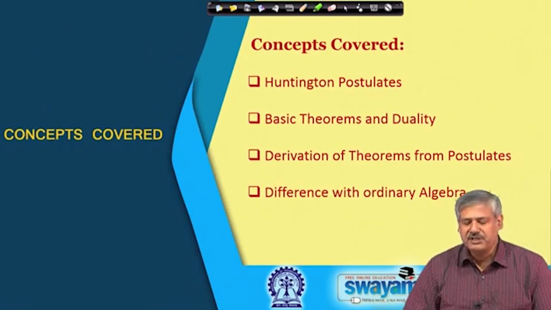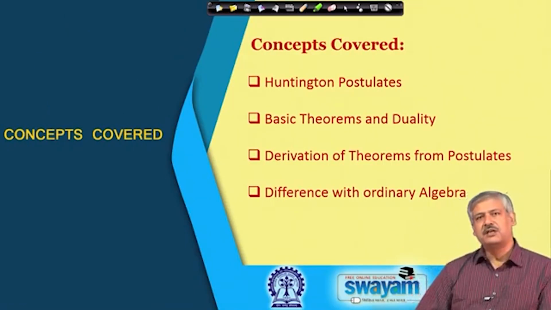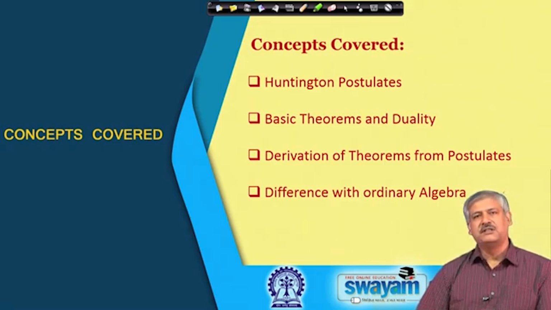The concepts that we shall cover are Huntington postulates, which are the basics of this Boolean algebra, basic theorems that are derived from it, and the concept of duality. We shall show some examples of these derivations of theorems from the postulates, and also we shall discuss its difference with ordinary algebra.